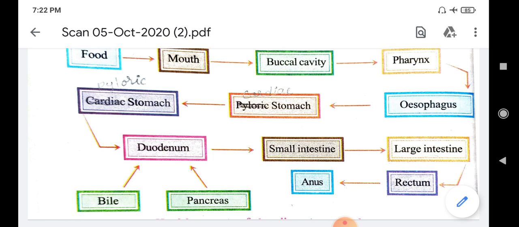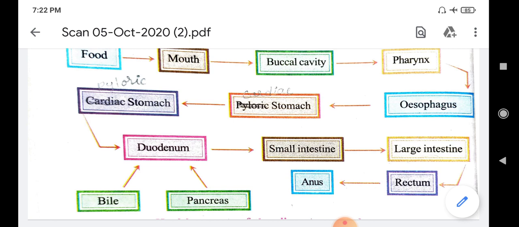What happens in the large intestine is, if any water is present in that undigested food, it will be absorbed by the large intestine, and the undigested food and unwanted water go to the rectum and will be stored in the rectum. During the process of egestion, the rectum passes the undigested food material to the anus, and the unwanted material moves out of the body.